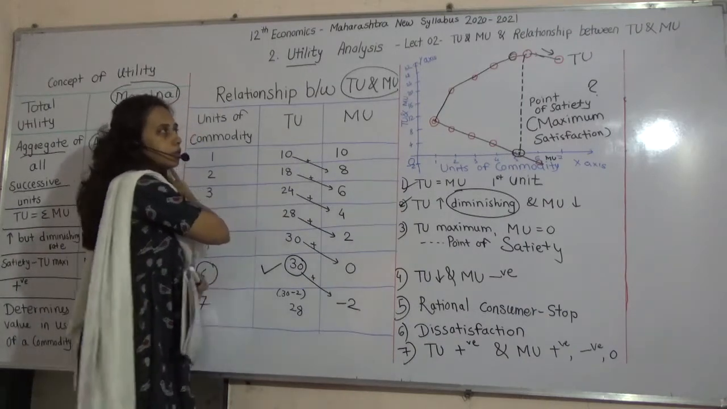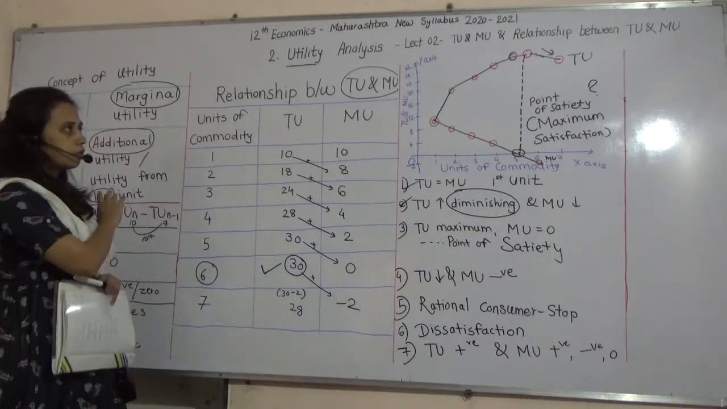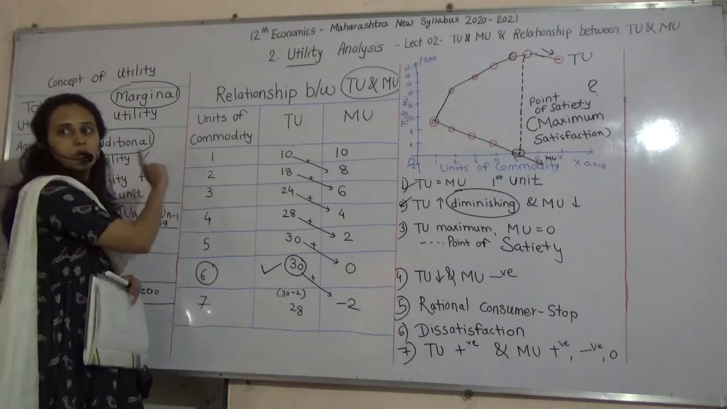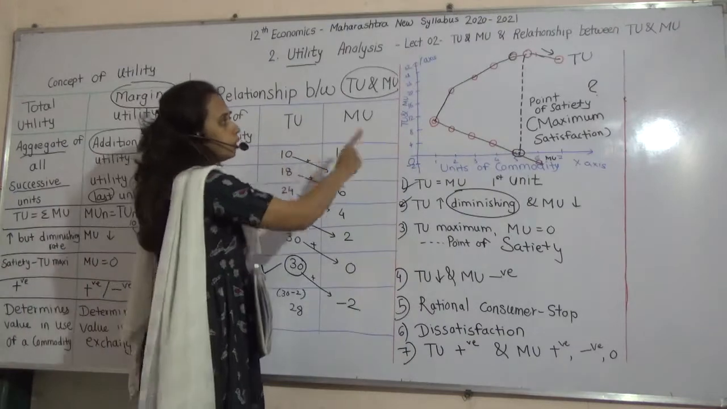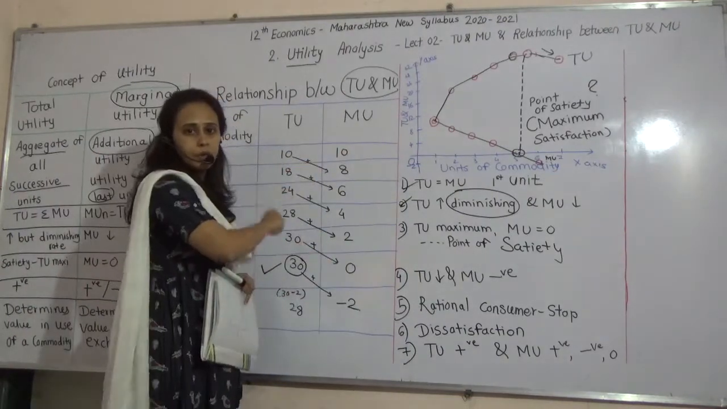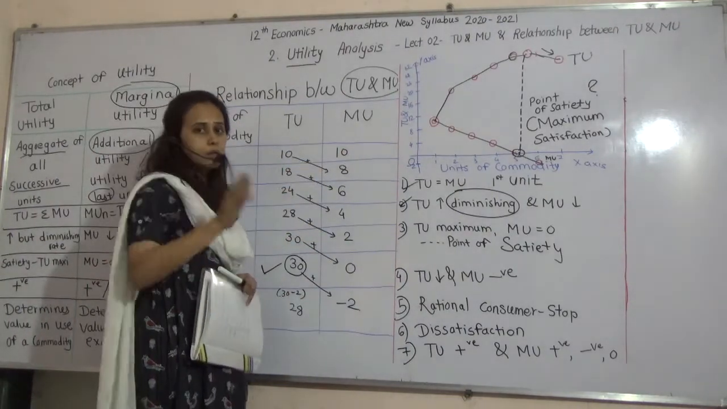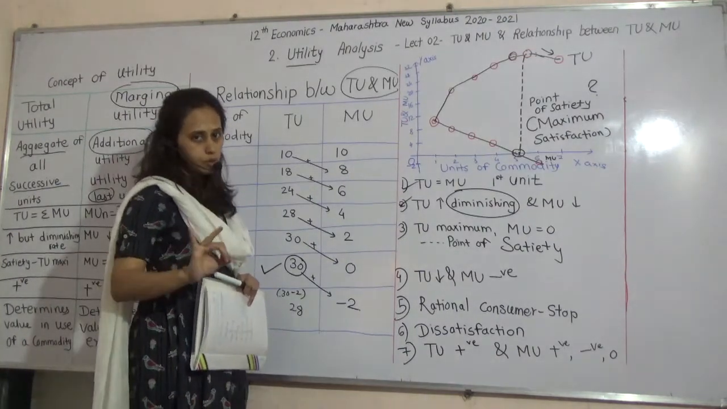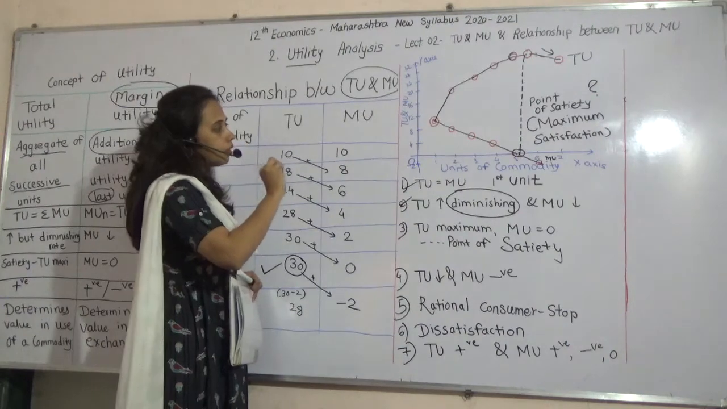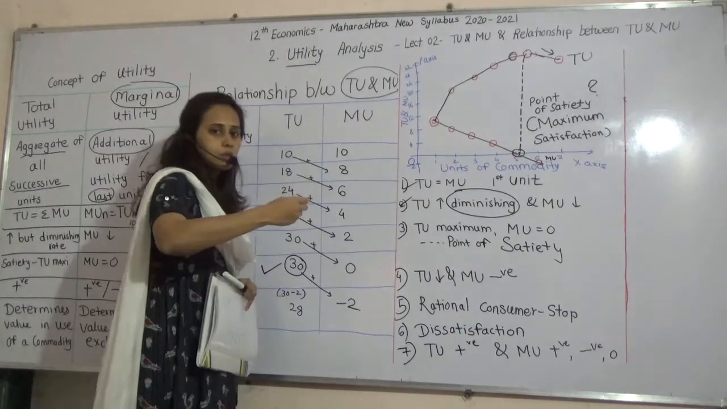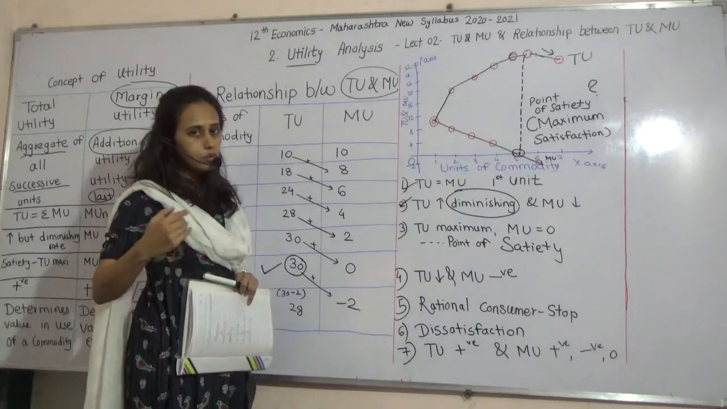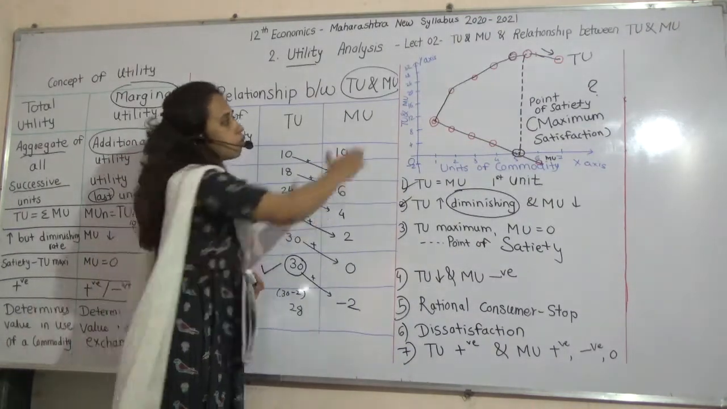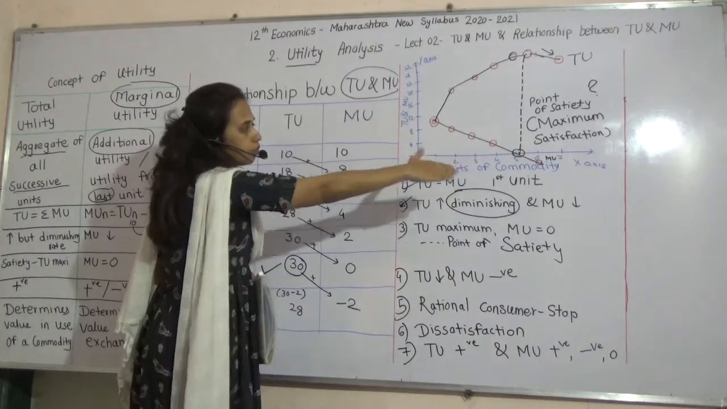That's why in the textbook they have given you the comparison, but for understanding all this you need to see the relationship between TU and MU. What is TU and what is MU? How exactly does it work? Initially, with the consumption of the second unit, TU starts increasing, but at a diminishing rate. MU goes on falling, MU is downward sloping.